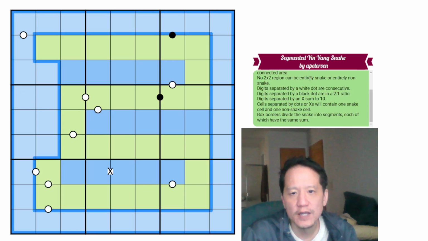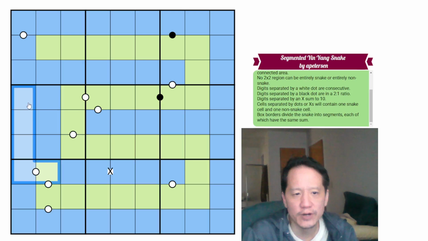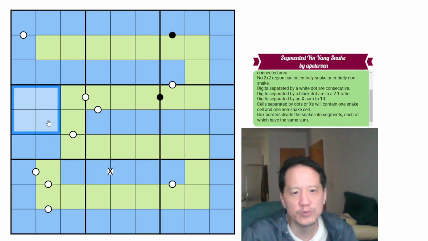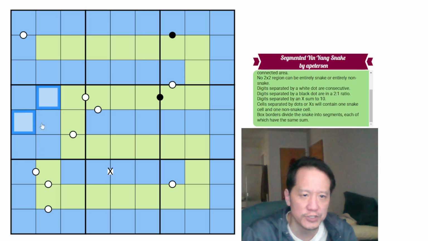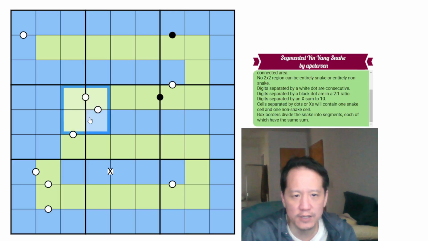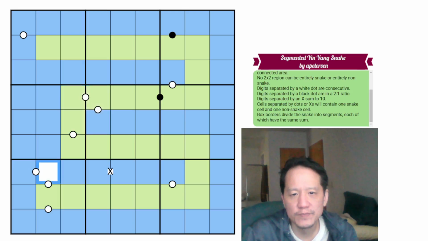And in addition, you can't have a 2x2 area which is entirely snake or entirely non-snake. So this would be invalid because there are multiple 2x2 regions which are entirely non-snake. But you can't have a 2x2 region that's also entirely snake. Therefore, you can't technically go this way either, right? So that's all for the snake. Well, actually, maybe not all.